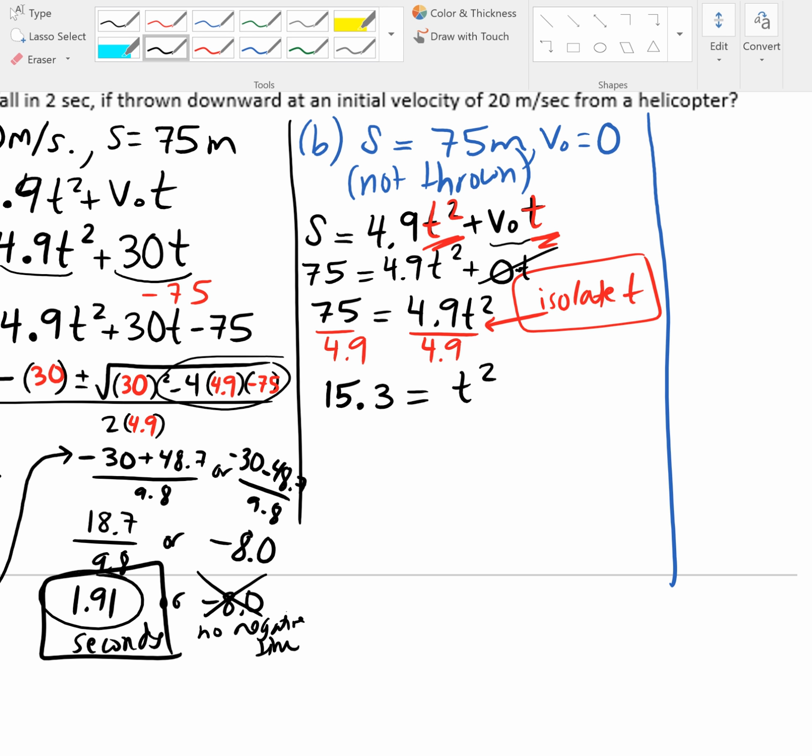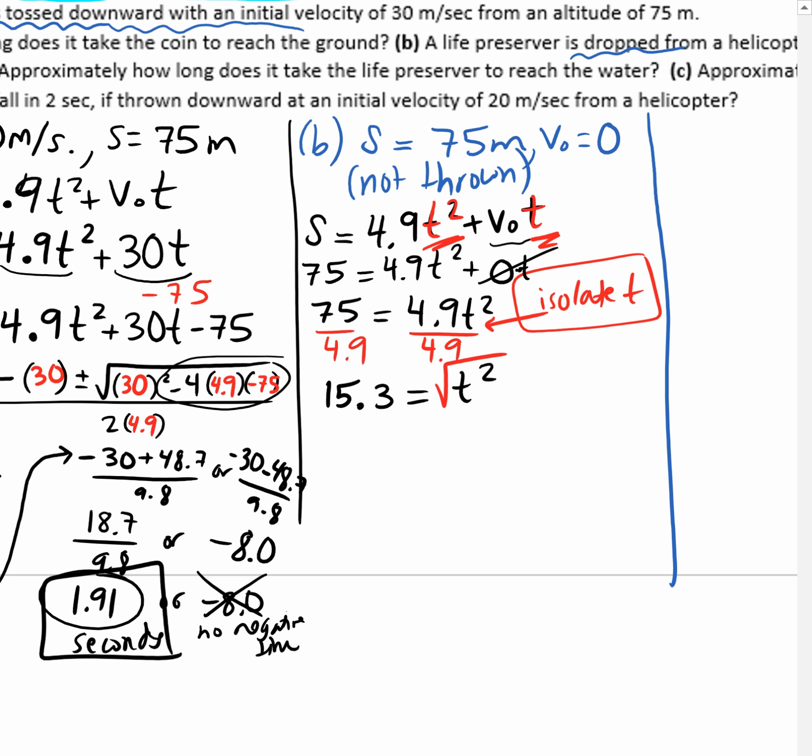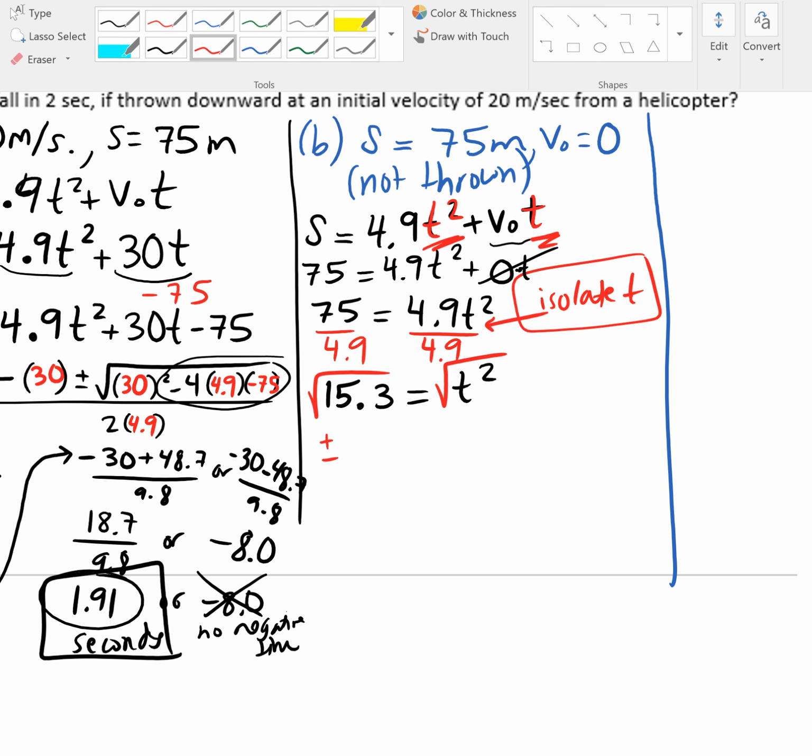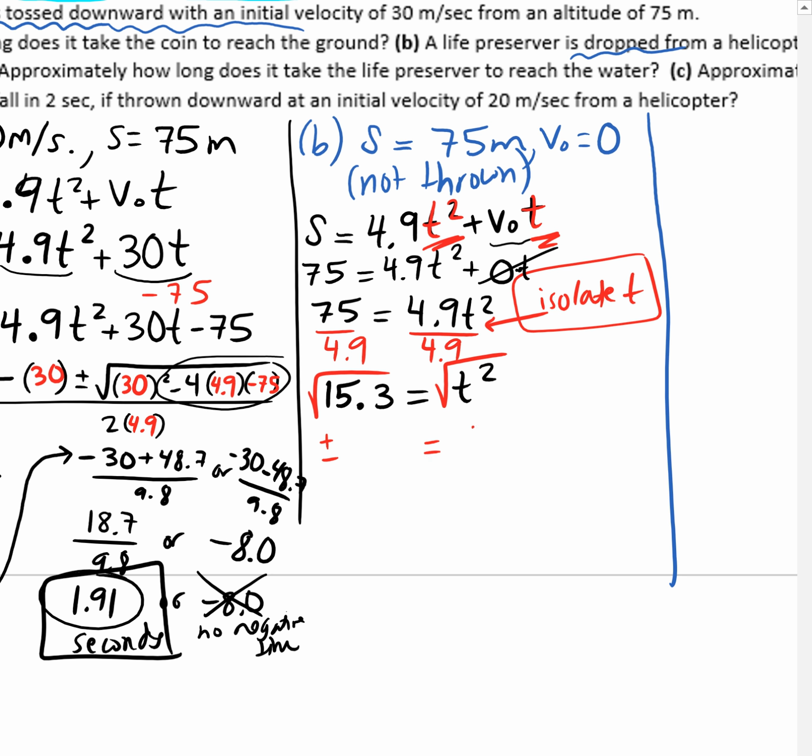And we almost have t by itself. We just need to square root both sides. And I should put a plus or minus here, just because we know when we square root both sides of an equation, we're supposed to put a plus or minus. And on my calculator, I'm going to do the square root of 15.3. It's about 3.9 if you round it to the tenth place again.